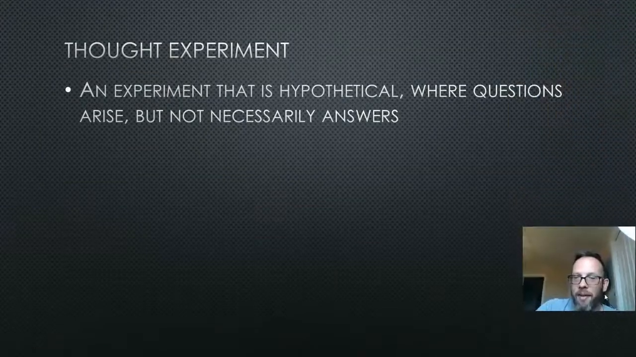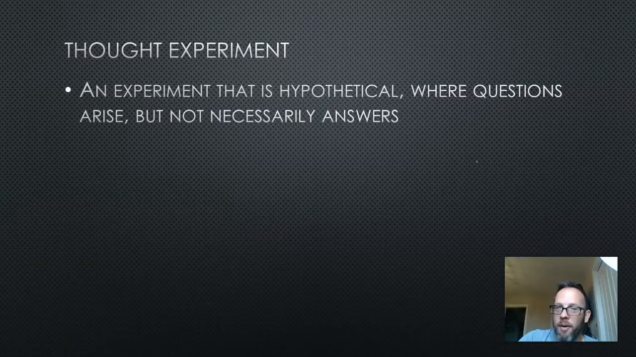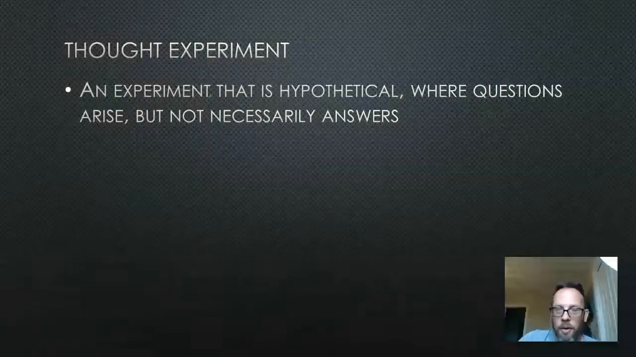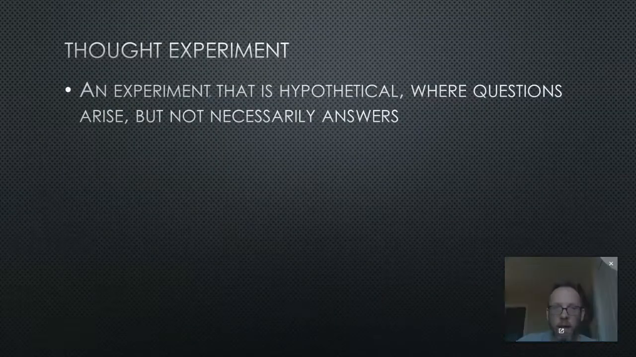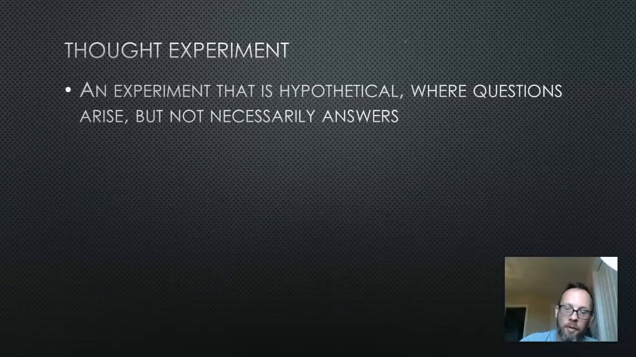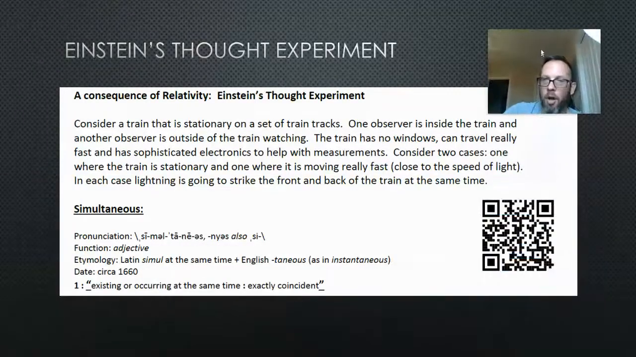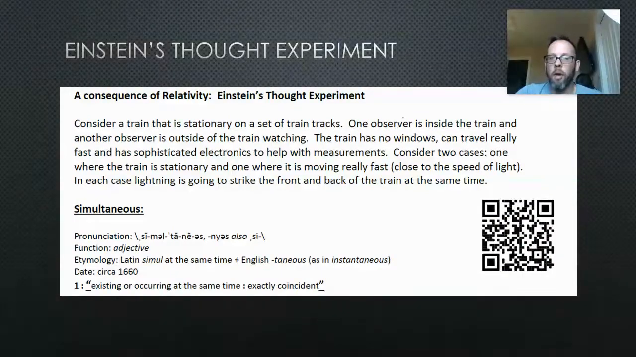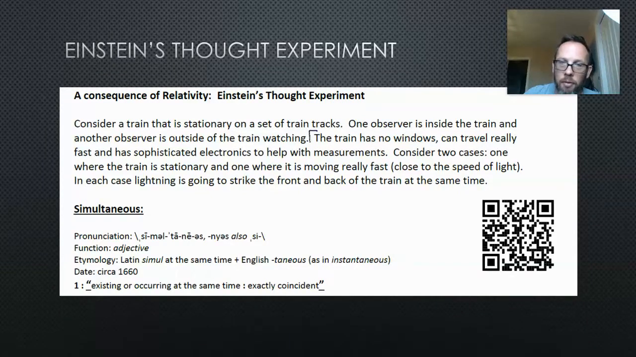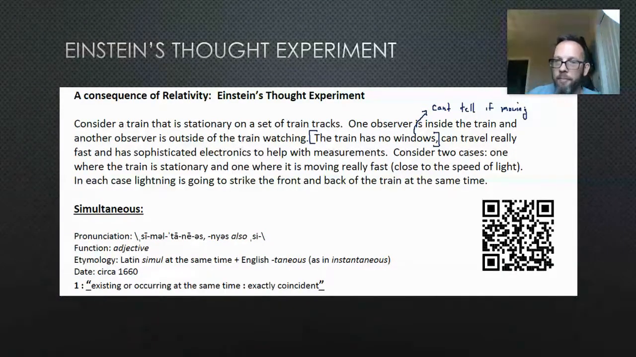An experiment that is hypothetical, where questions arise but not necessarily answers. So one of Einstein's thought experiments was the following one regarding a train on a set of tracks. One observer is in the train and another is outside the train, and the train has no windows. So just as an aside, if the train has no windows, then the person inside can't tell if they're moving or not.